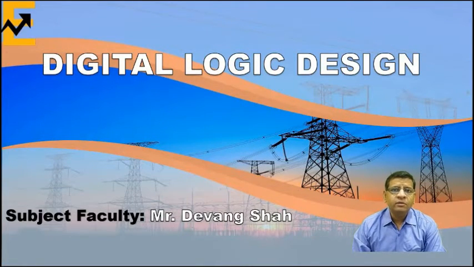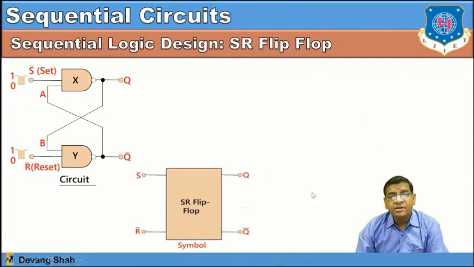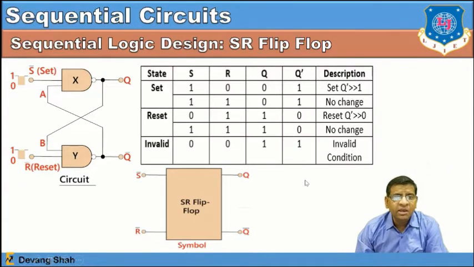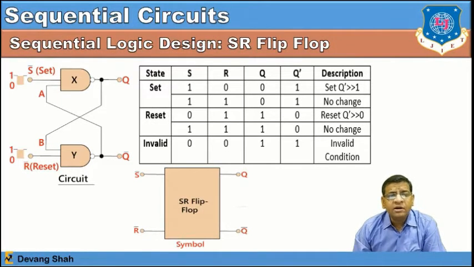So far we have learned about the combinational circuit. Again I consider it as a flip-flop. This is the same, the circuitry is like a latch where again you can have a set condition, reset condition, and invalid condition where you apply the feedback, the inputs are 0 0.